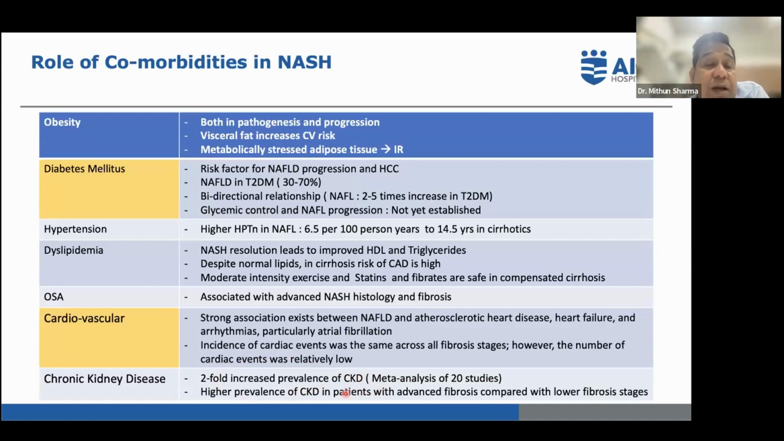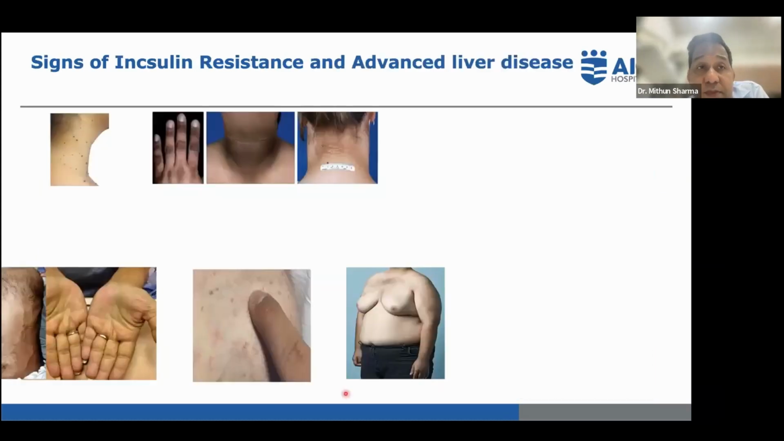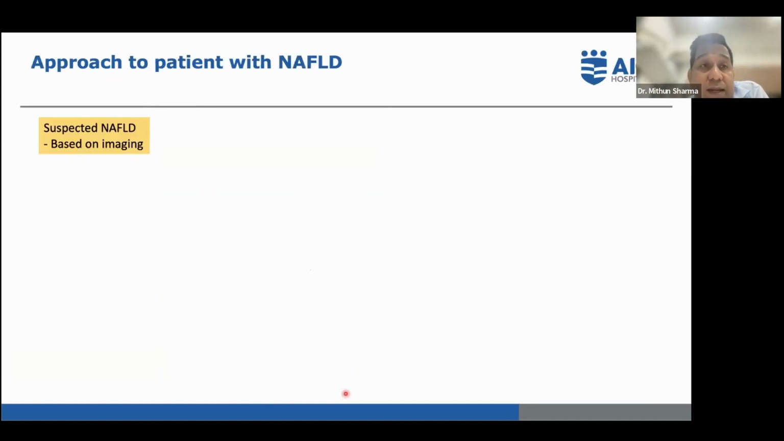So just keep in mind that when you are treating a patient of NAFL, you are not only treating the liver, you need to take care of all these comorbidities. Look for signs of insulin resistance always in these patients when you see them in the day-to-day clinic.